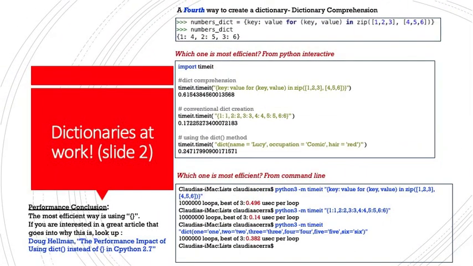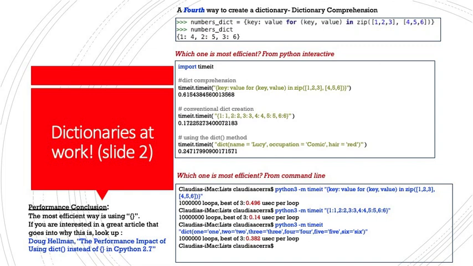A fourth way to create a dictionary is through dictionary comprehension. So we have numbers_dict equals key colon value for key, value in zip, and two lists, 1, 2, and 3, comma, 4, 5, and 6. So when we do this, we see this is a very easy way to automatically create this dictionary of numbers.